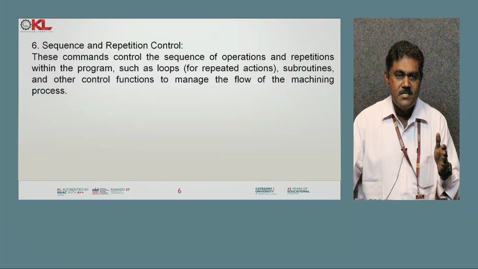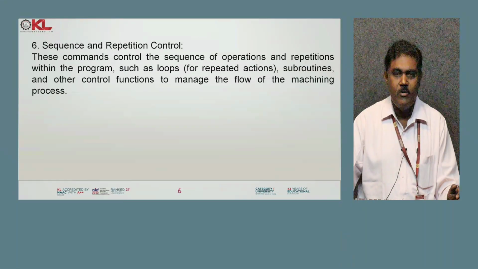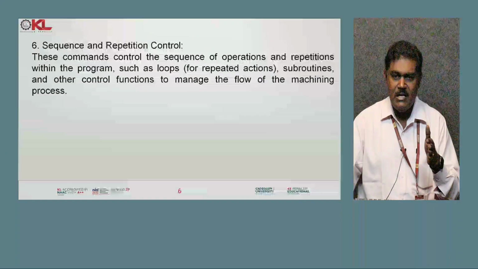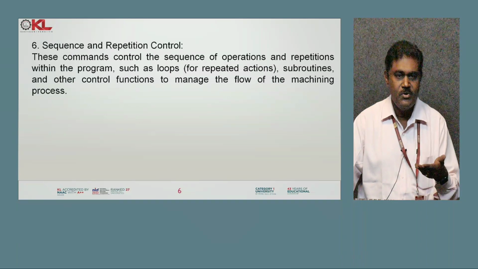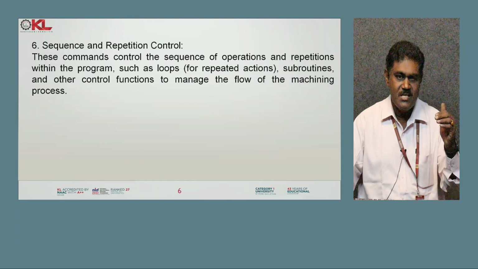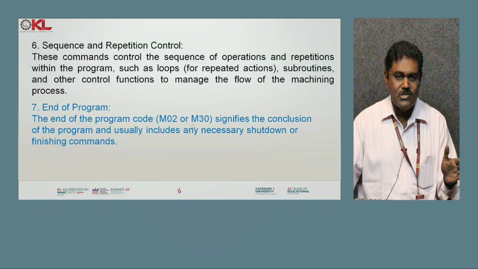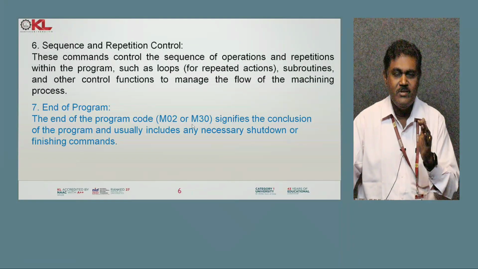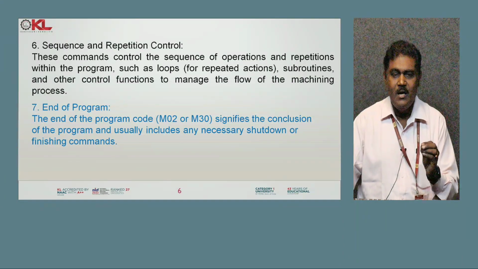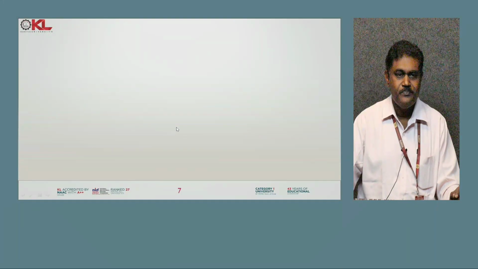Sequence and repetition control. These commands control the sequence of operations and repetitions within the program, such as loops or repeated actions, subroutines, and other control functions to manage the flow of the machining process. That is, sequence and repetition controls are also required. These are the basic structure of the program. Next, coming to the end of the program. The end of the program code, M02 or M30, signifies the conclusion of the program and usually includes any necessary shutdown or finishing commands.